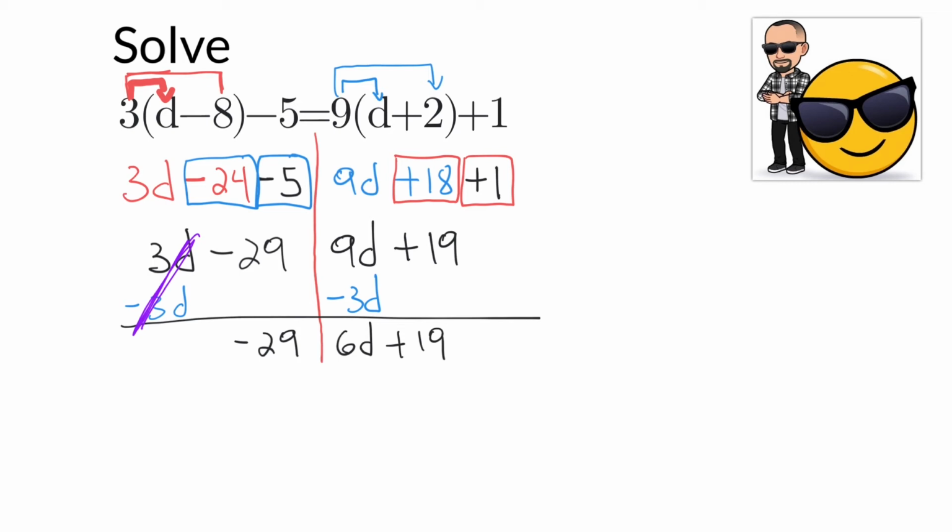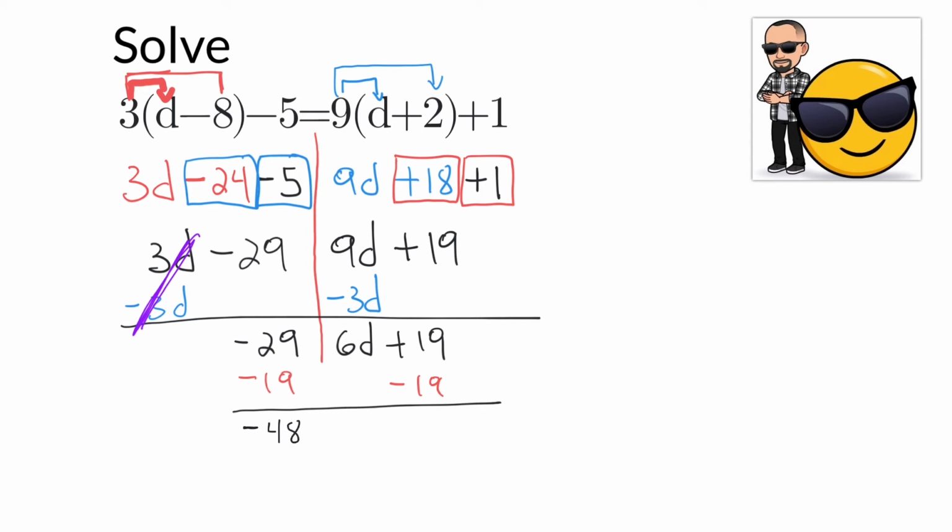Second big idea, you want to eliminate the constant that's on the same side of the variable. So the variable right now is on the right side. 6d, d is the variable, and the constant is the number with no variable, the plus 19. So I'm going to eliminate, I'm going to do the opposite of that number. So I'm going to subtract 19, and I'm going to put a line here, and you guys are going to combine. So when you guys combine negative 29 minus 19, we get negative 48.